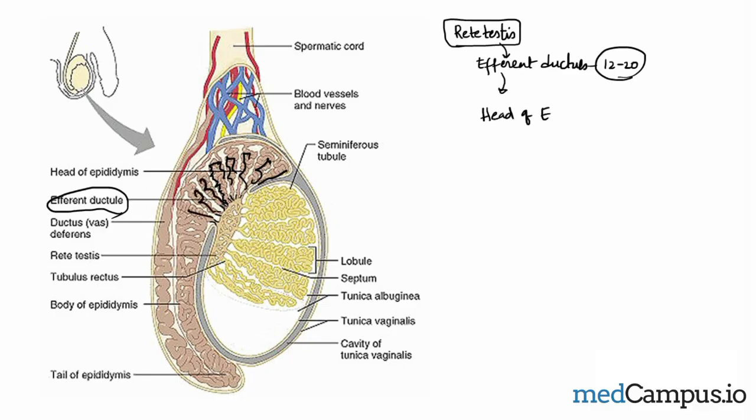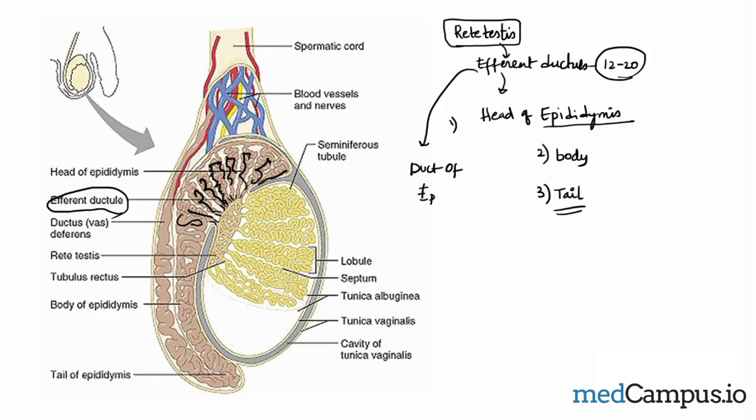Head of epididymis. Now tell me, the head of epididymis is formed by efferent ductules which are derived from the rete testis. And what are the other two parts of the epididymis? One is the head, the remaining two are the body and tail of the epididymis. These efferent ductules join together to form a single duct, known as the duct of epididymis. All the 12 to 20 efferent ductules unite to form a single duct known as the duct of epididymis.